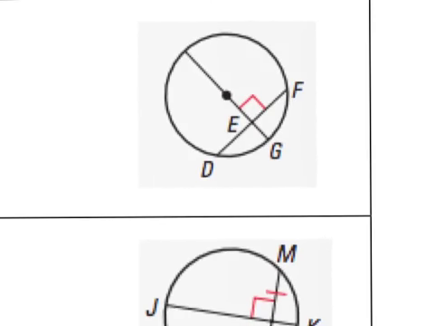Here's what we have. If the diameter, so here's our diameter, is perpendicular to a chord, it's showing you that this diameter is perpendicular to a chord. What that means is it's going to cut that chord into two congruent parts. It's also going to cut this arc into two congruent parts, because that diameter is going right through the center of that circle.